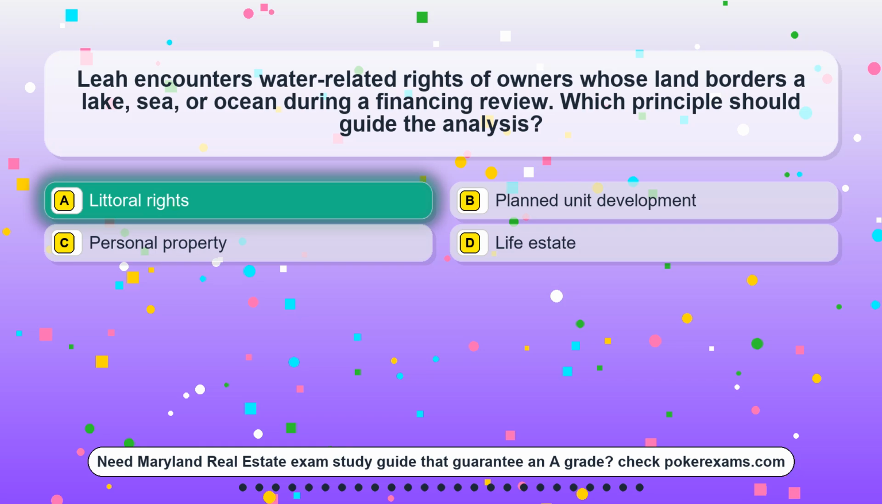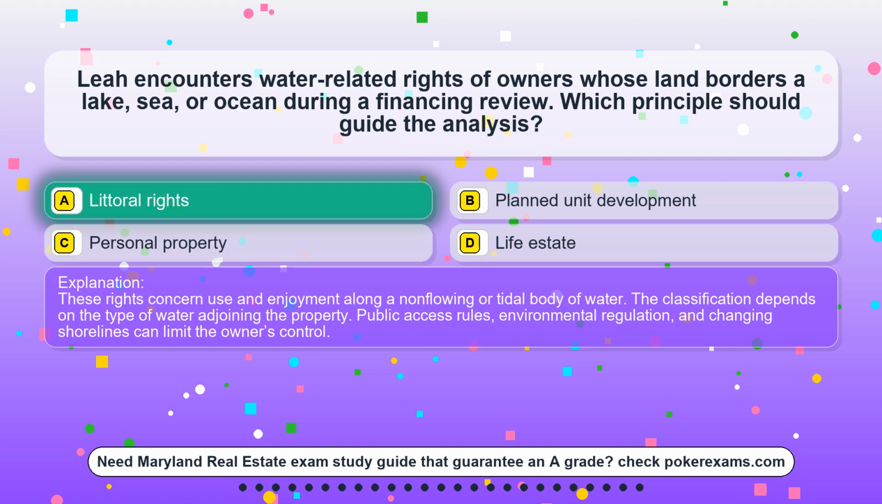The correct answer is option A, literal rights. These rights concern use and enjoyment along a non-flowing or tidal body of water. The classification depends on the type of water adjoining the property. Public access rules, environmental regulation, and changing shorelines can limit the owner's control.